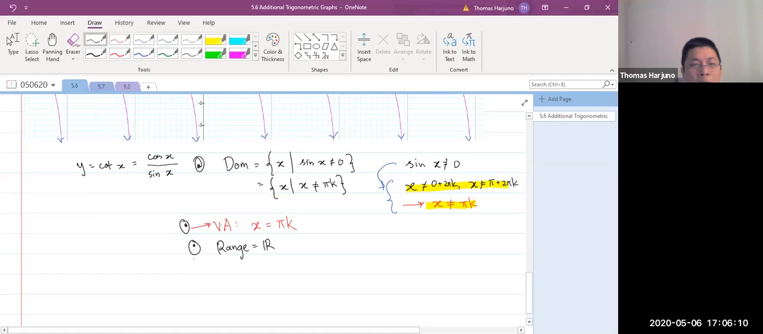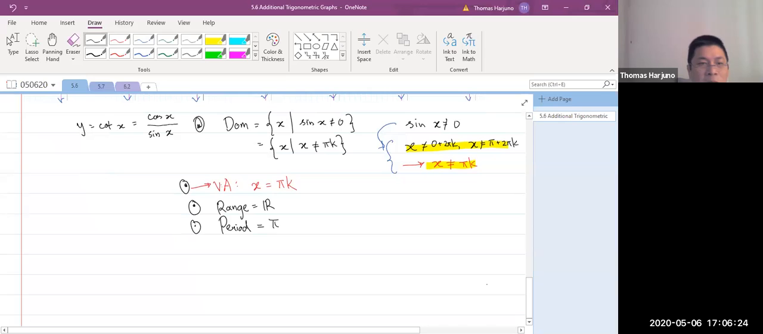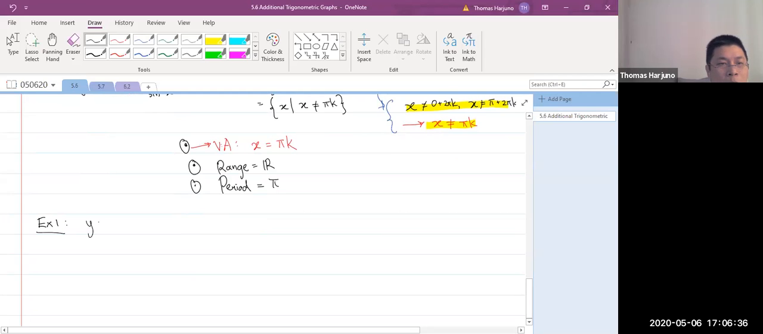What else? Oh, the period. Let me write it down. We can see the period is therefore also pi. Now, why do we want to know this information? Because then we can answer questions as follows. For example, what if I have y equals, let's say, 3 plus 1/4 tangent of 2x plus pi over 4.